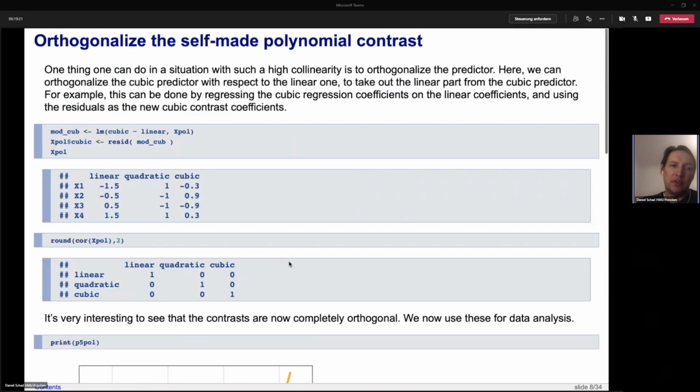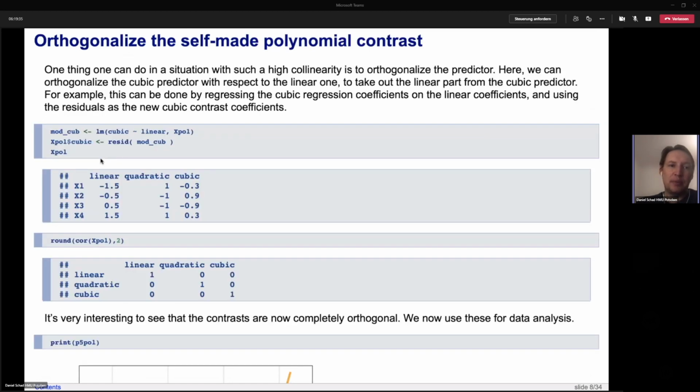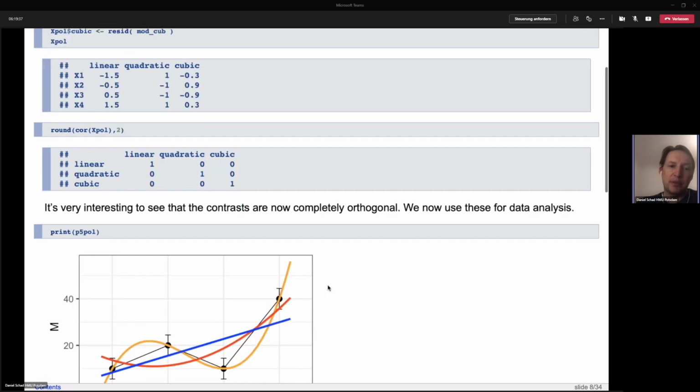Yeah. So therefore, I would recommend manually constructing these contrasts and then residualizing the higher order term by the lower order term. Okay. Yeah, that was the polynomial part, polynomial trends.